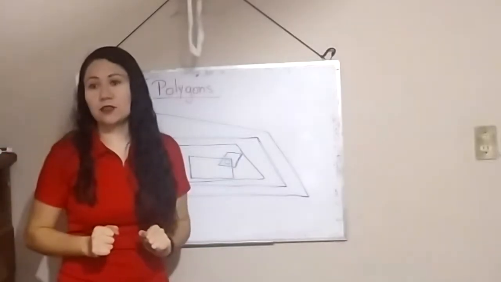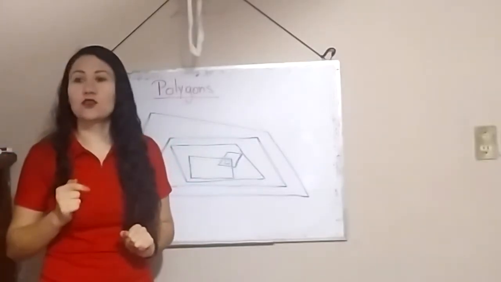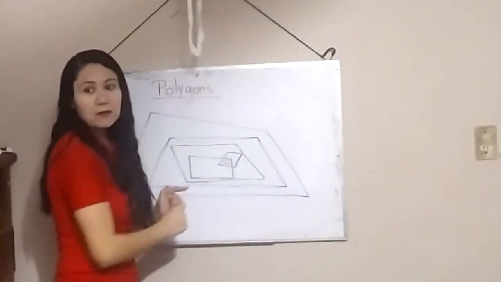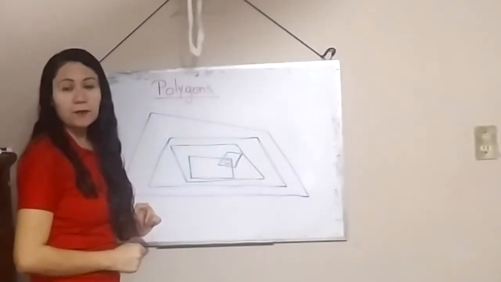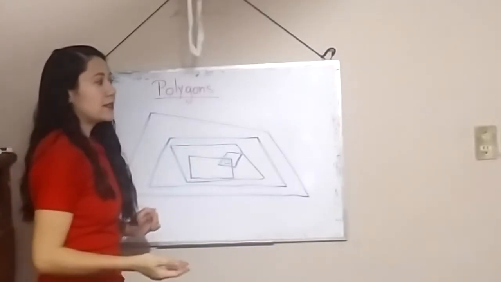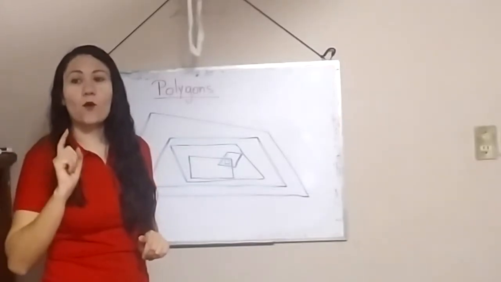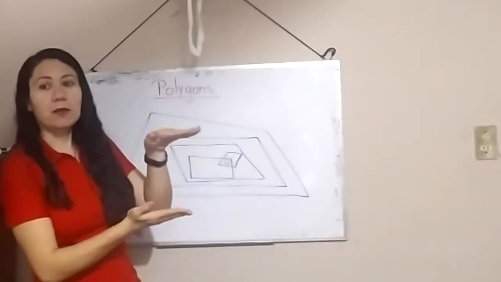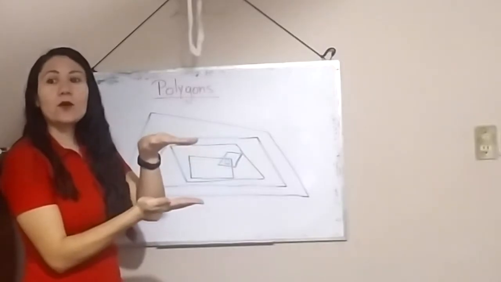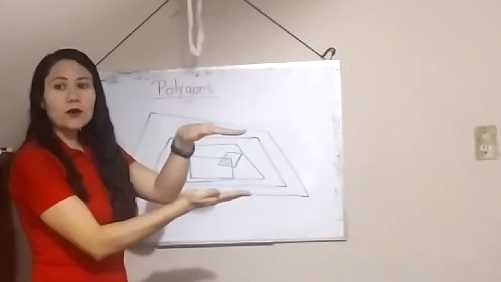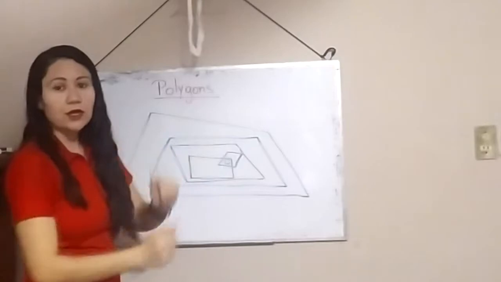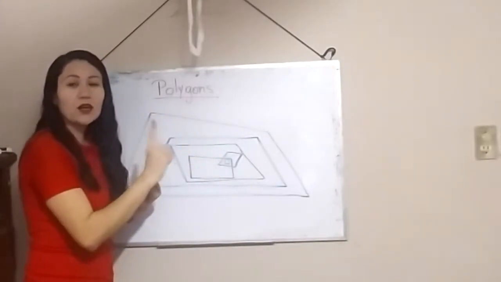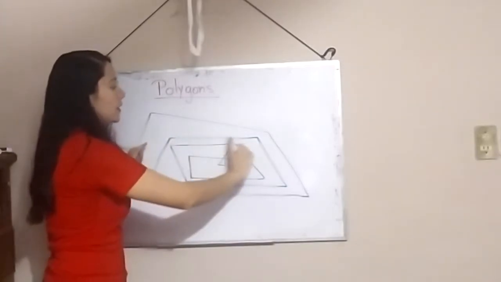So we will start by naming the trapezoid. Trapezoid is the second biggest figure we see here. And their characteristic is that they have at least one pair of parallel sides, okay? Remember, parallel lines are lines that will never touch because they go in the exact same direction, okay? So, a trapezoid has at least one pair of parallel lines.